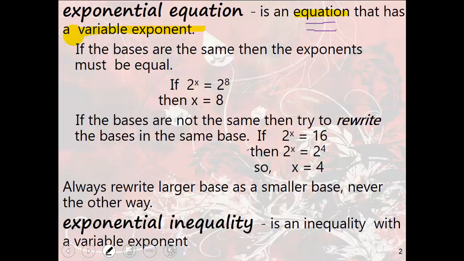Okay? So if we have an equation and our bases are the same, see how I have base 2 to the x equals base 2 to the 8th? Well, if the two bases are the same, then the exponents have to be equal. So we would set them equal to each other and solve. In this case, this is a very simple example, and I don't really have any solving to do because x just equals 8.